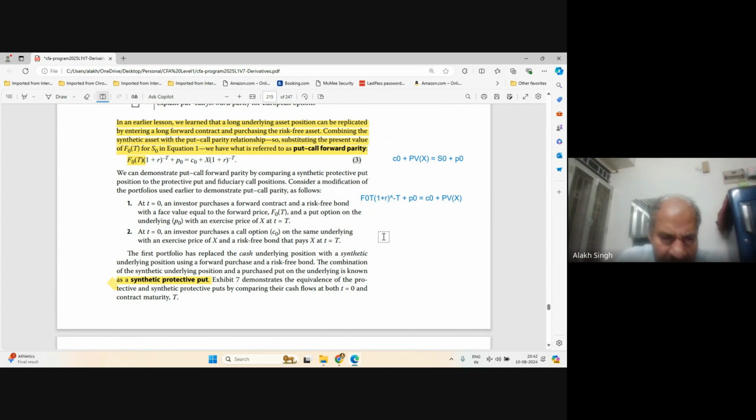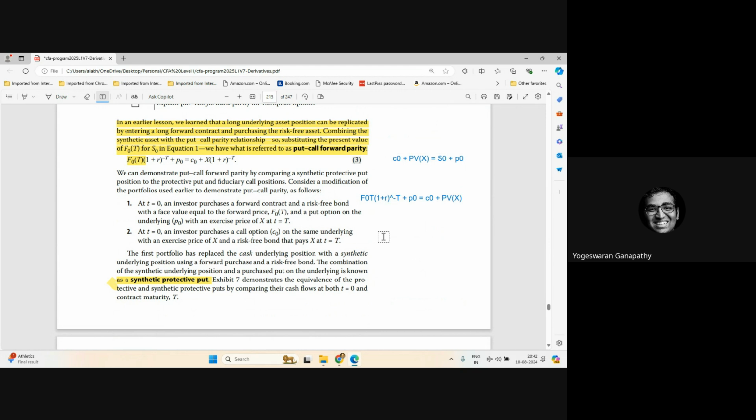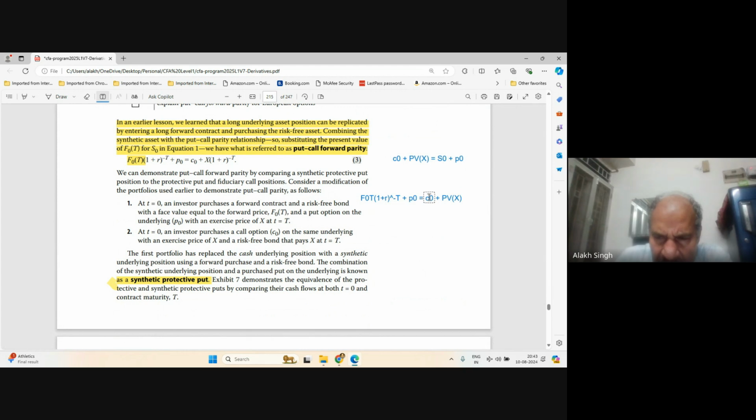So now this one has become what? Parity means just writing it in an equation, right? Yes, sir, writing the equation: both are equal. That is what it is. So this becomes your put call forward parity.